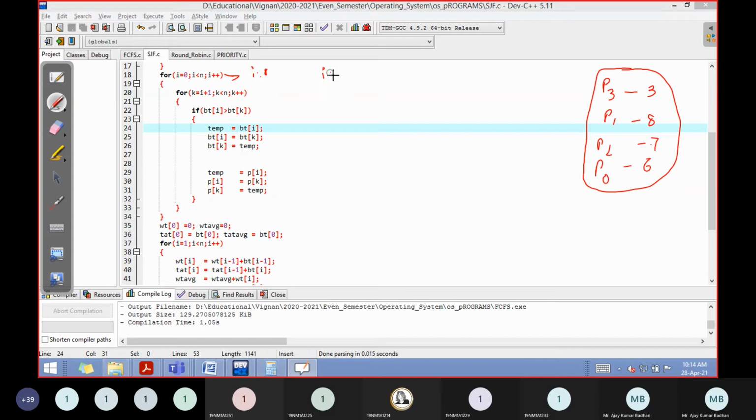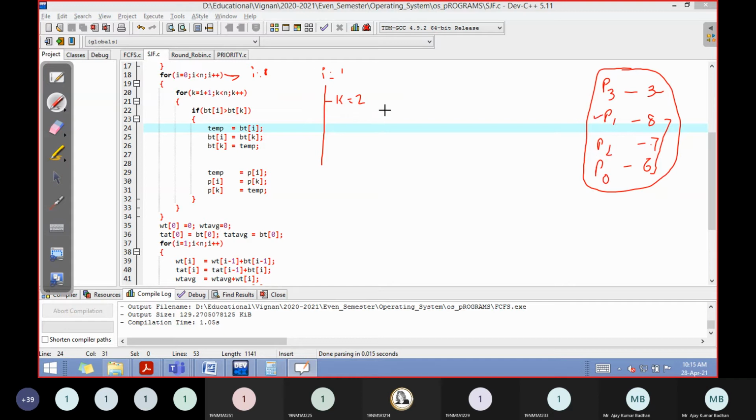So i equal to 1. Now here k is equal to 2, because we got the smallest one, so we don't have to compare with this. Now we have to compare these three. So now we are going to 1. So we are going to compare process P1 with the remaining 2.